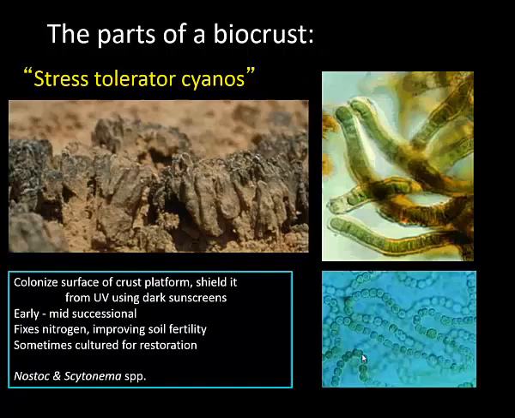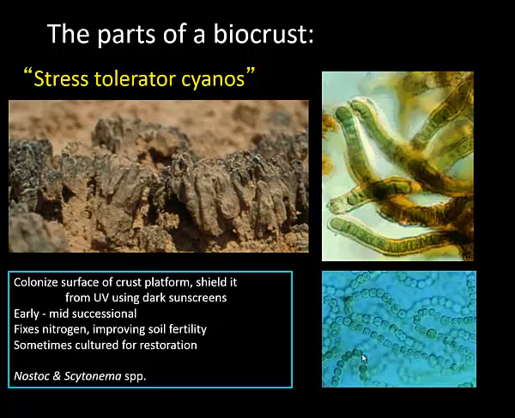The next group we like to think about is the stress tolerators. These are also cyanobacteria, but you can see they're dark and they live right on the soil surface. And that's because of these pigments you can see in these pictures here. They actually create their own sunscreens, which is awesome. And so they can live on the surface, they can tolerate desiccation, and they can photosynthesize when conditions are right. They also play a role in stabilizing the soil surface.